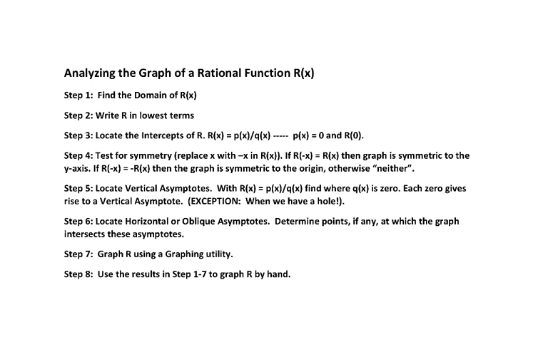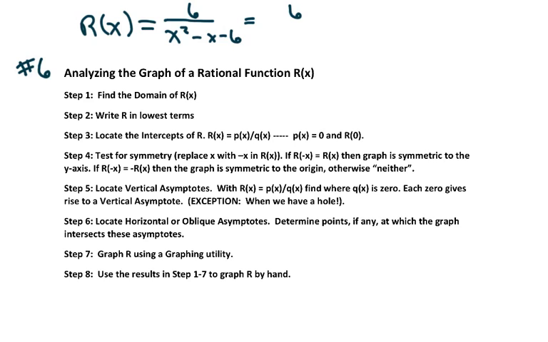Hi everyone, we're going to analyze another graph of the rational function. This is number 6, and they're going to get a little harder as we proceed. The only reason this one's harder is because you have to factor the denominator, which we'll do right now. So that's going to be 6 over x minus 3 times x plus 2.